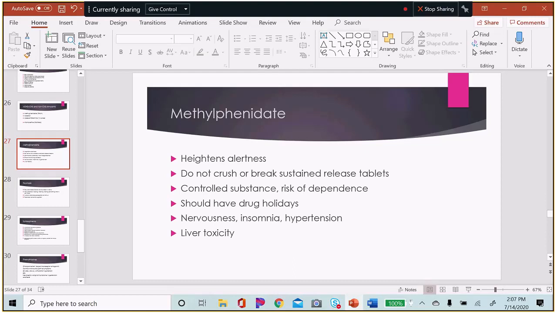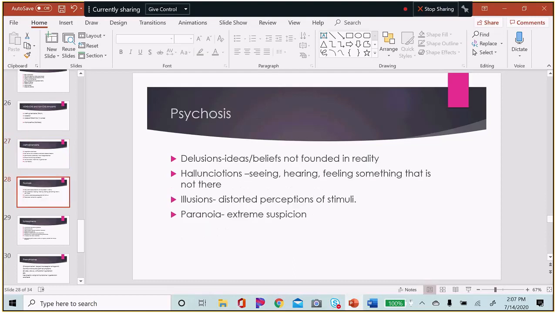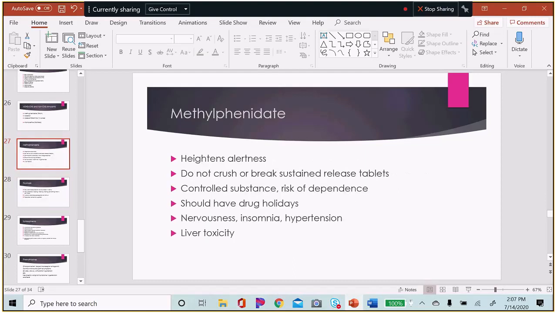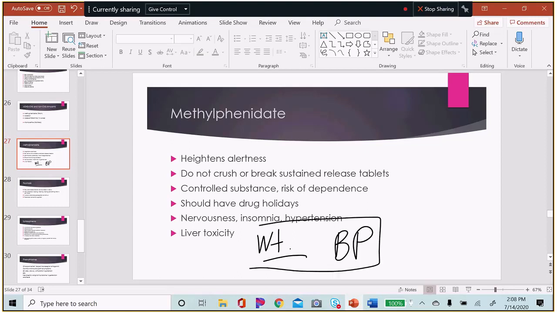So usually when the patient is first started on methylphenidate, which is not on here, so be sure you have it written down, they need to see their provider more short term in the beginning to check their weight, so be sure you add that, and to check their blood pressure to be sure that when they've started this medication it hasn't affected that.